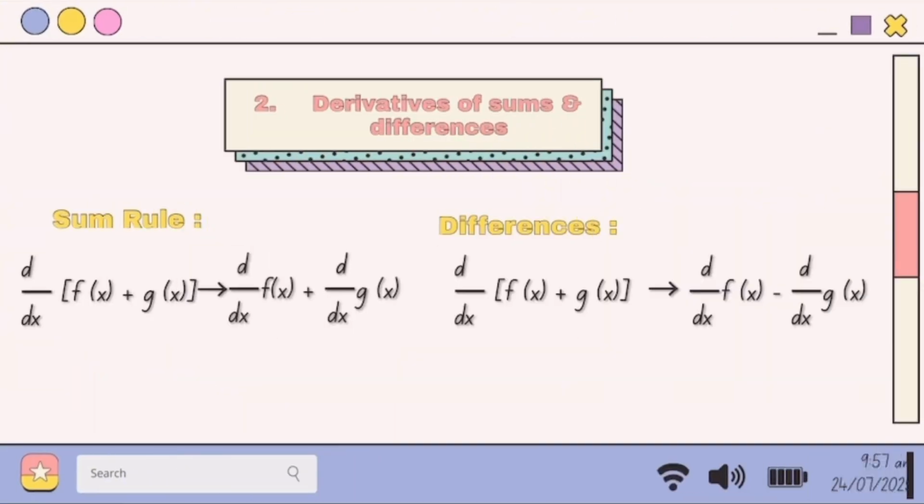The second technique is the derivative of sums and differences. For the sum rule, the derivative of f(x) plus g(x) becomes the derivative of f(x) plus the derivative of g(x). In short, it becomes separated. Now, moving on to the difference rule. It is the same as the sum rule. The key difference is, instead of adding, it is subtracting. For example, the derivative of f(x) minus g(x) will become the derivative of f(x) minus the derivative of g(x), just like in the sum rule.